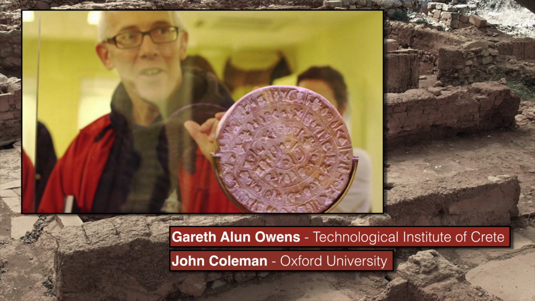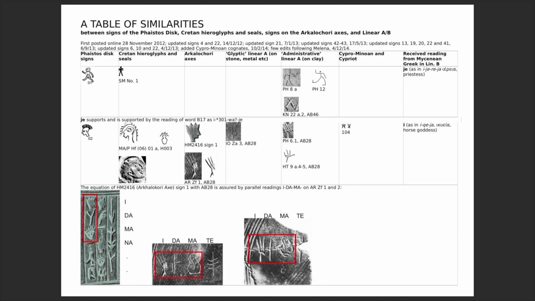Obviously, the first thing we need to agree on is, what are these symbols supposed to sound like? Gareth Allen Owens of the Technological Institute of Crete and John Coleman of Oxford University nail the details nicely. I won't say they can't be wrong, but I wouldn't bet on it. Here's their table of sound values. It's kind of hard to find. Just go to DuckDuckGo and type in the opening lines, a table of similarities between signs of the Phaistos disk. Be patient, it takes time to download.